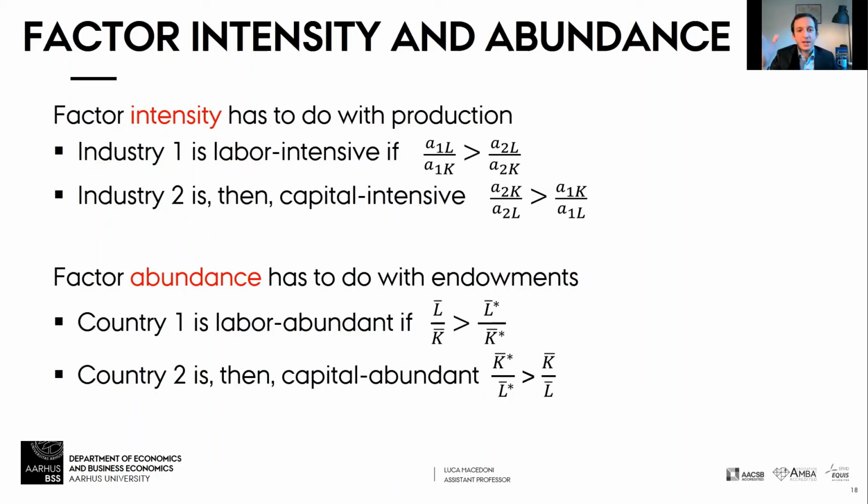Here the typical trick question that one can think of is to say, okay, China has 1 billion workers, Denmark has 5 million workers. Obviously those are not the right numbers, but let's just assume that. Is China labor abundant? Well, you don't know. You can only answer that if you also know the capital endowment. China is labor abundant if the number of workers per machine in total is larger than the number of workers per machine in Denmark.